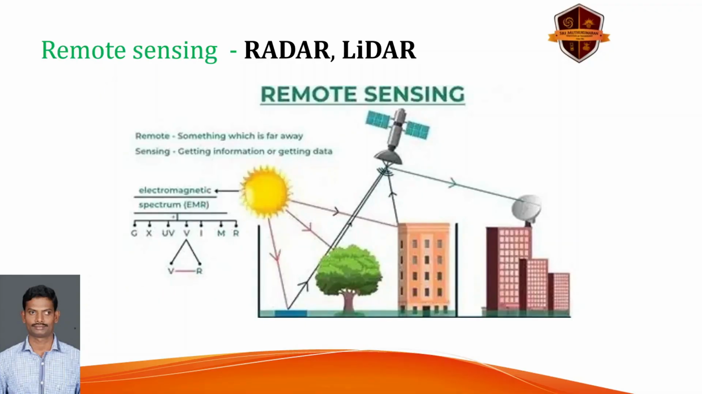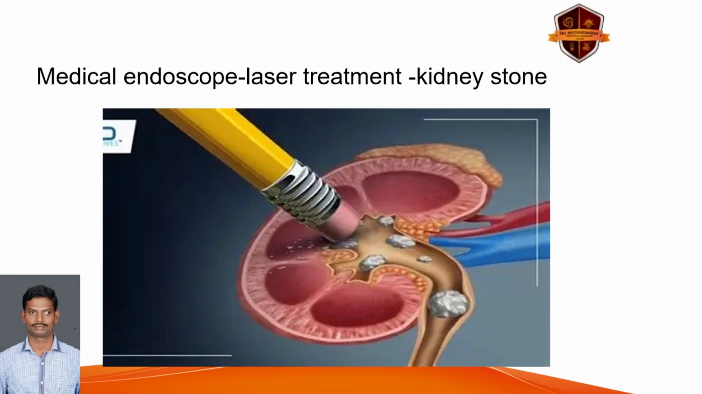Remote sensing: radar is radio wave detection and tracking, and lidar is light induction detection and tracking. This is remote sensing. These techniques provide a broad view for monitoring climate and understanding ecosystems, integrating with geographic information systems for analysis. Another important application is the medical endoscope, laser treatment for kidney stones. Kidney stones are destroyed or removed by the application of laser.